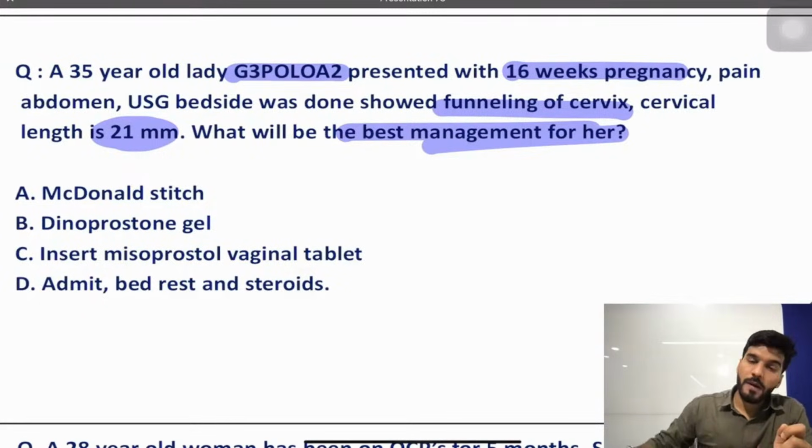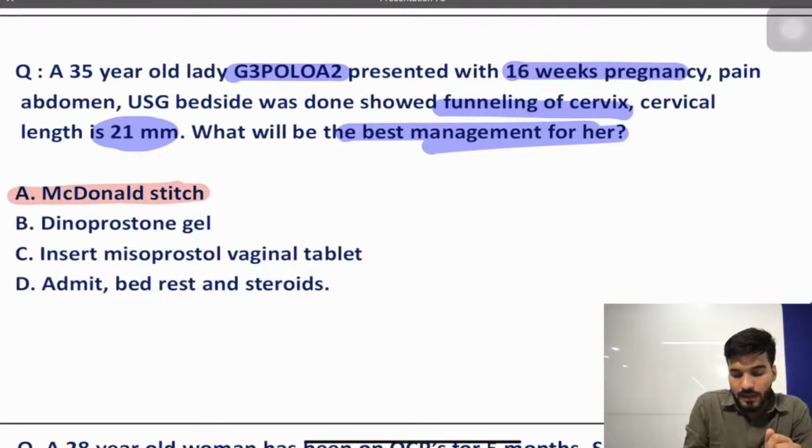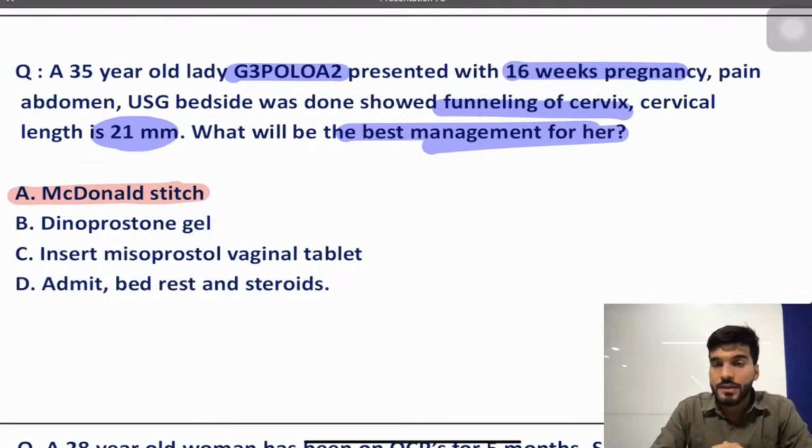So we are going for the McDonald stage. Very good, guys. We are going for the McDonald's cerclage. Is that clear? Yes, we apply this McDonald's cerclage at how many weeks? Sir, we apply at 12 weeks and we remove by 37 weeks. Yes, my dear students, this is a cervical insufficiency, or incompetent os.